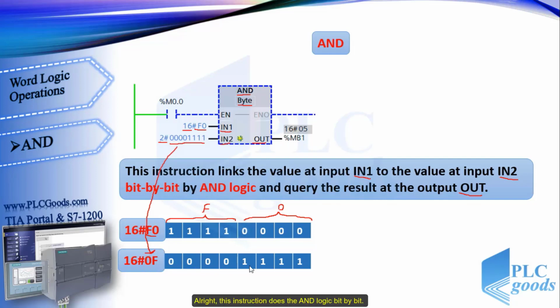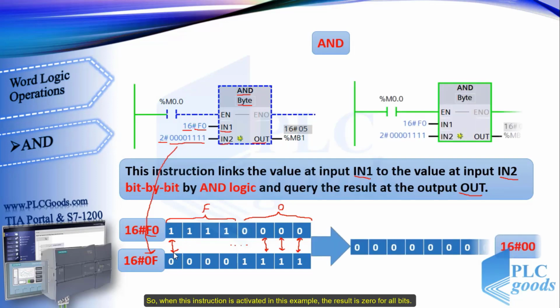Alright, this instruction does the AND logic bit by bit. As you can see, none of the two similar bits in both inputs are true at the same time. And we know if we perform the AND logic bit by bit, the result is 0. So when this instruction is activated in this example, the result is 0 for all bits.